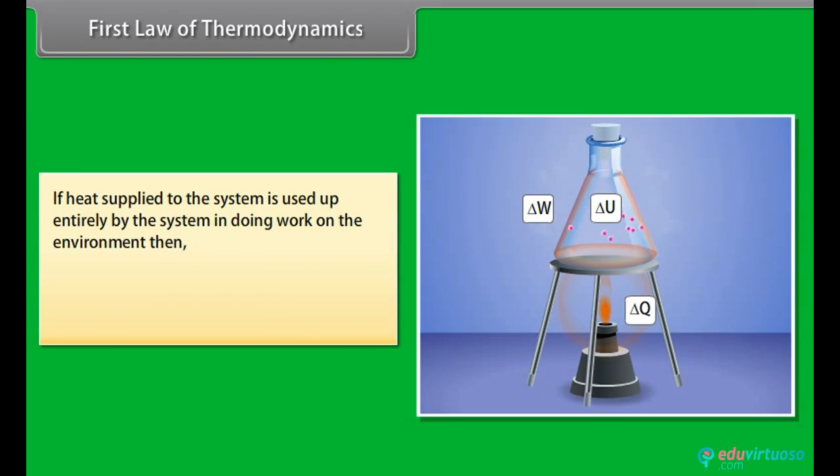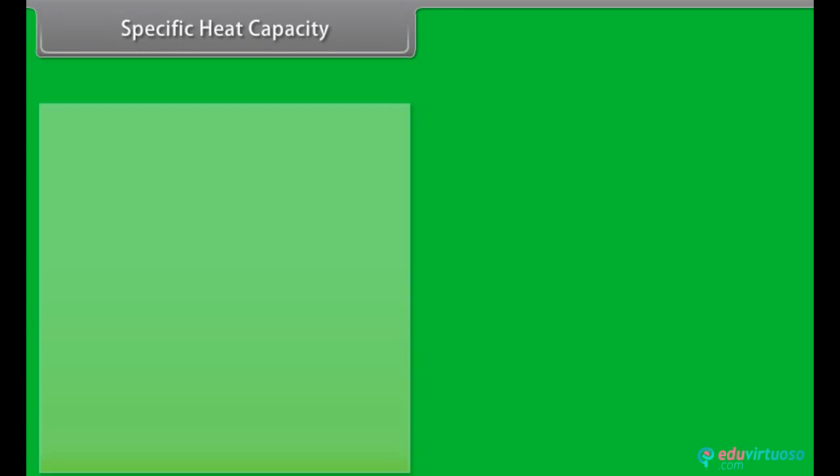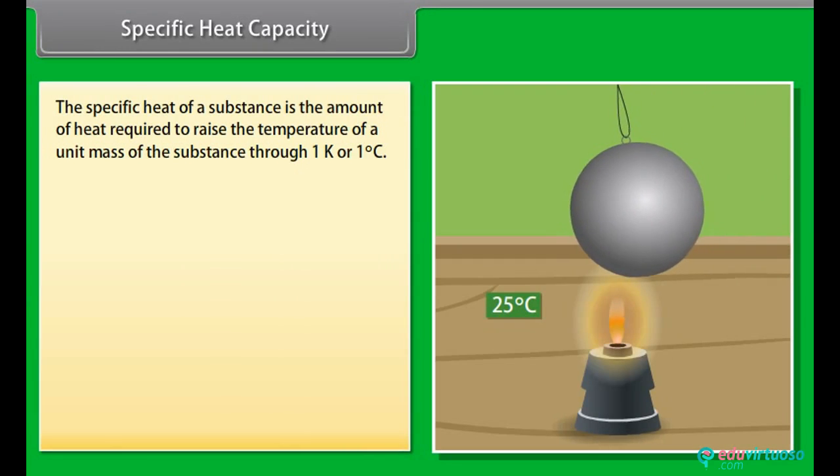If heat supplied to the system is used up entirely by the system in doing work on the environment, then delta U is equal to 0. It gives delta Q is equal to delta W. Specific heat capacity. The specific heat of a substance is the amount of heat required to raise the temperature of a unit mass of the substance through 1 Kelvin or 1 degree Celsius.